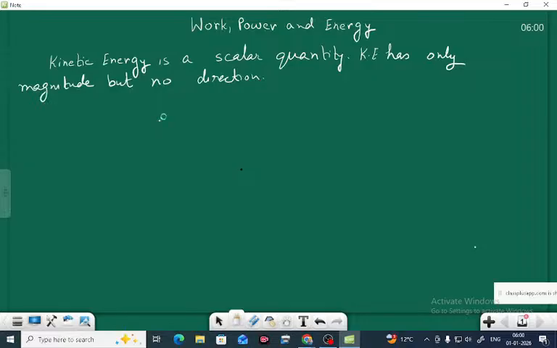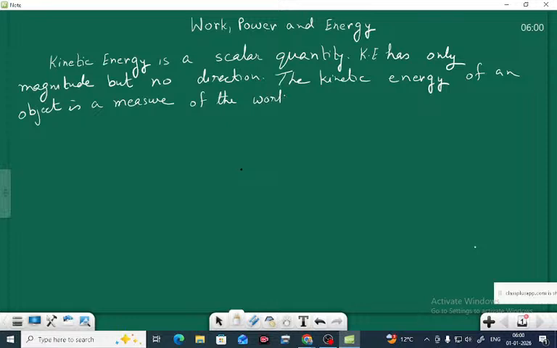How to find the kinetic energy? The kinetic energy of an object is a measure of the work an object can do by virtue of its motion.